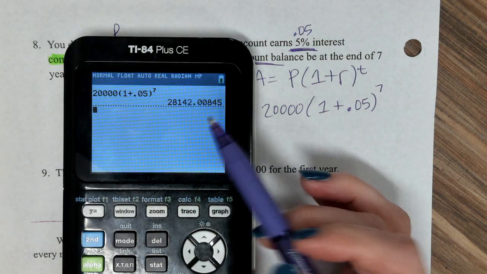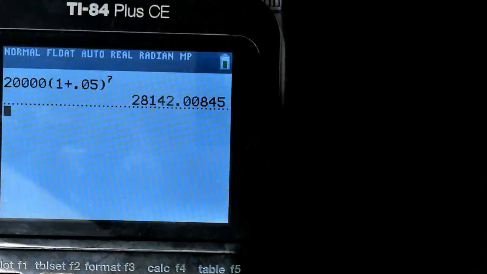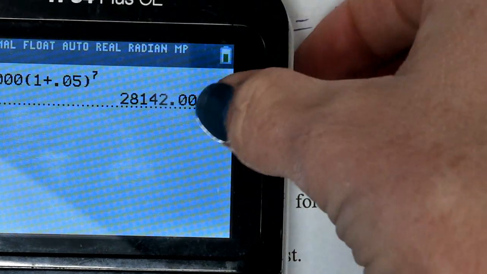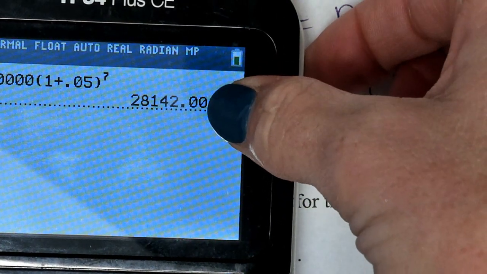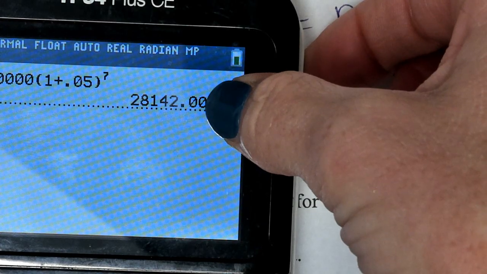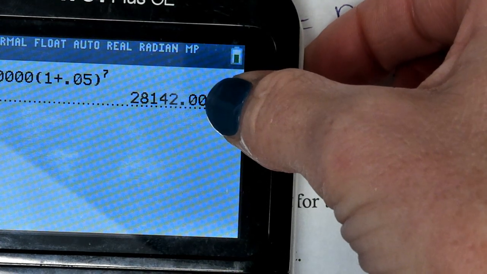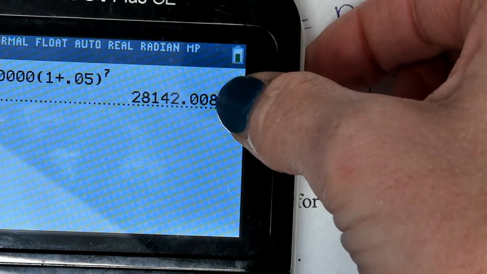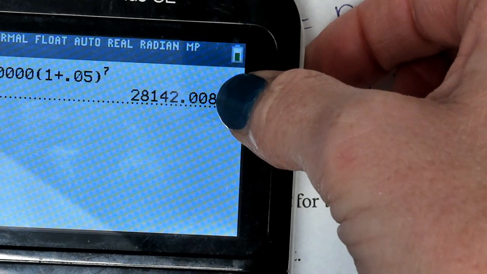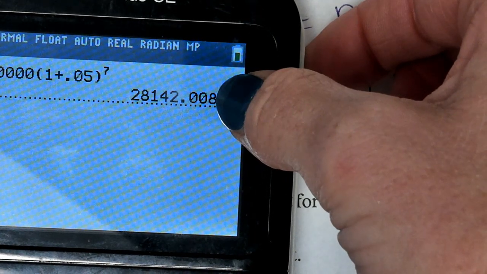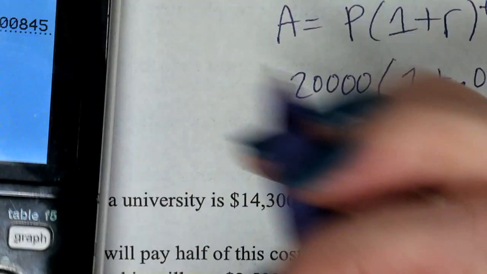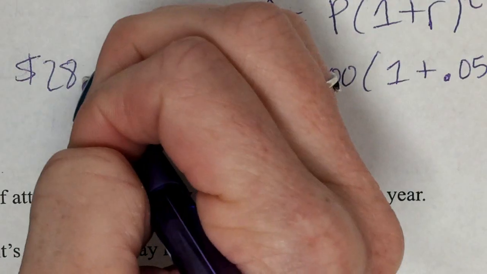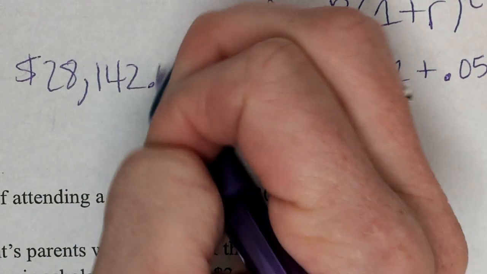Now, how would I round this for money? Money stops at the second decimal, yes? So it's either going to be 0.00 or I'm going to round the second 0 up to a 1. I look to the right. If it's 5 or more, raise the score. So that second 0 is going to become a 1. So I have $28,142 and a penny.